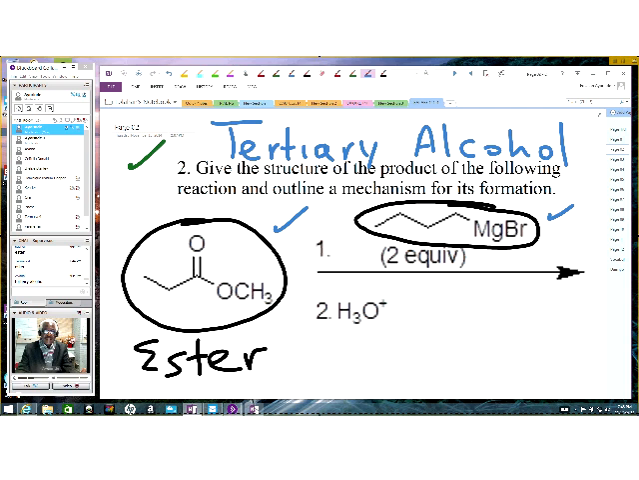So let me go to a new page so we can solve this problem. The first thing they want us to do, to give the product. Then the next thing they want us to do, give the reaction mechanism. Okay.